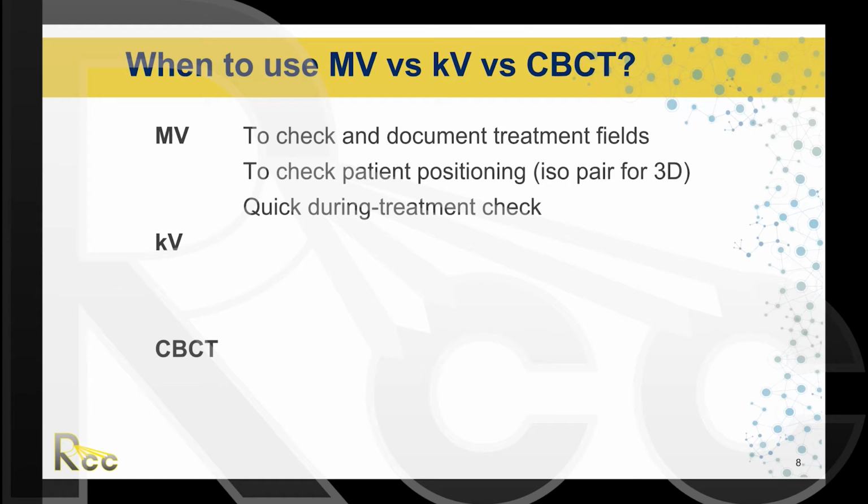In order to assess patient position in 3 dimensions, so not just superior, inferior, left, right, we do need to take a pair of images separated by 90 degrees. And this is often called a stereoscopic or iso pair.